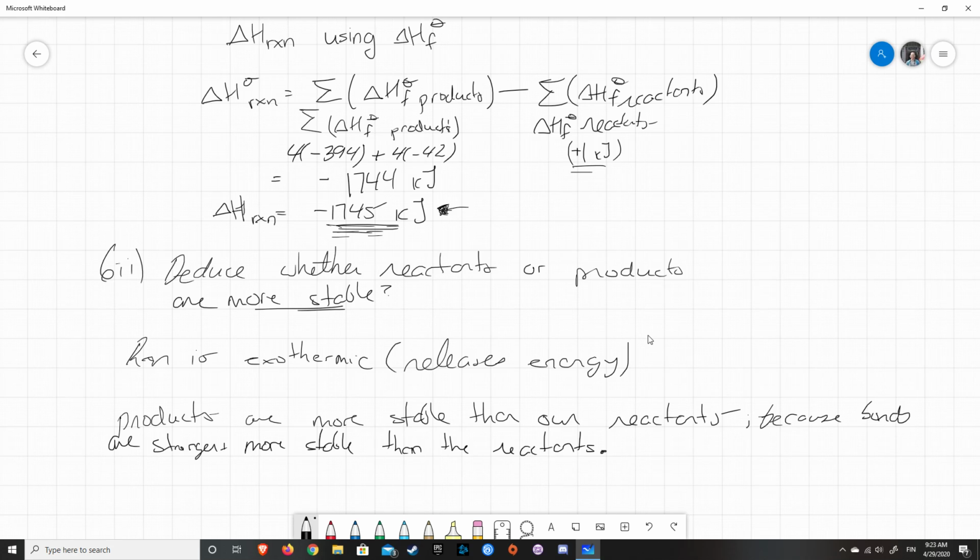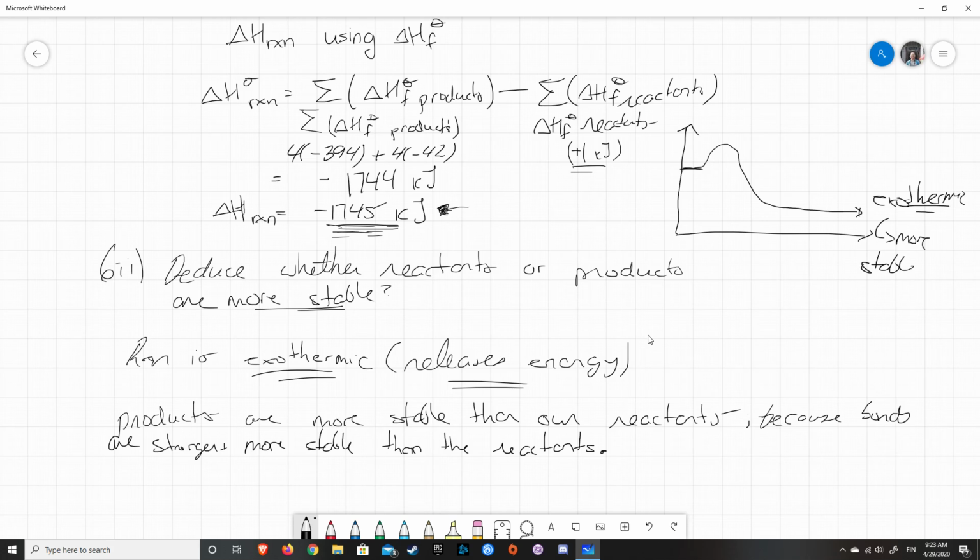And basically that's all we need. The reaction is exothermic, energy is released. If we look at our old exothermic reaction graph, we had higher energy molecules. They underwent the reaction, and exothermic reactions produce more stable products.